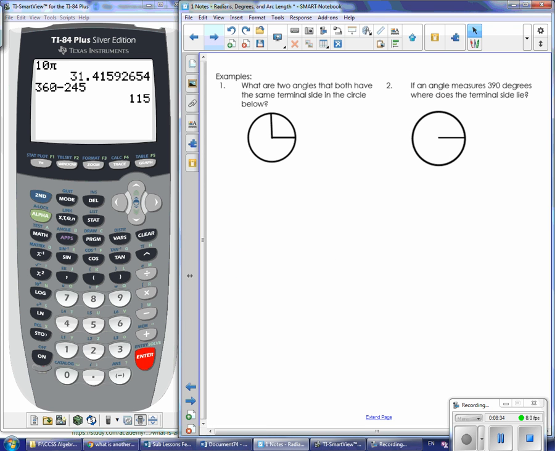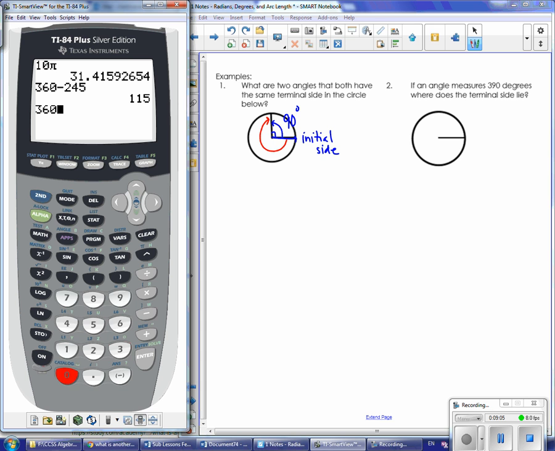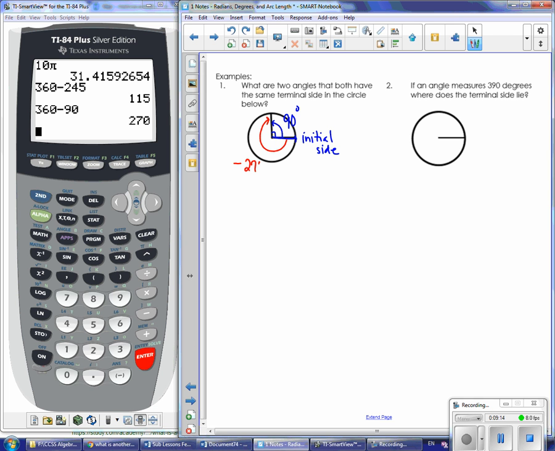Okay. So in the first example, it says, what are two angles that both have the same terminal side in the circle below? So if I assume that this is a right angle, and this is my initial side, if I go counterclockwise, the angle that is formed here is going to be a positive 90 degrees. But if I go the other way, clockwise, that angle is going to measure the other 360. So if I do 360 minus 90 degrees, I'm going to get 270 degrees. But because I've gone in the clockwise motion, this is going to be a negative 270 degrees.